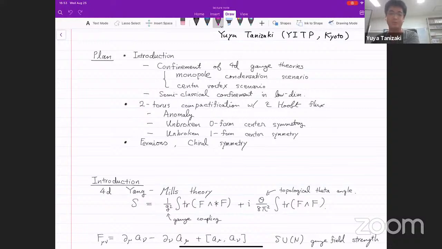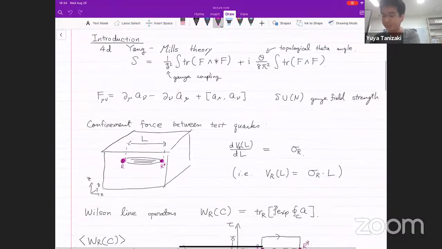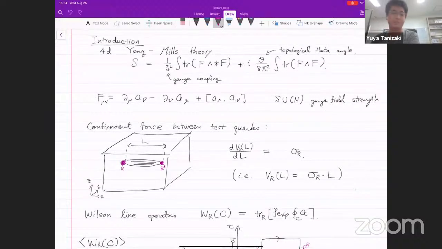And from the viewpoint of anomaly, this suggests some fractionalization of the theta angle for the vacuum. If we further introduce fermions, this likely gives some analog of chiral symmetry breaking in the two-dimensional compactified theory. So this kind of two-torus compactification may give a good connection between confinement and chiral symmetry breaking in 2D and in 4D. So let me go into the introduction very slowly.